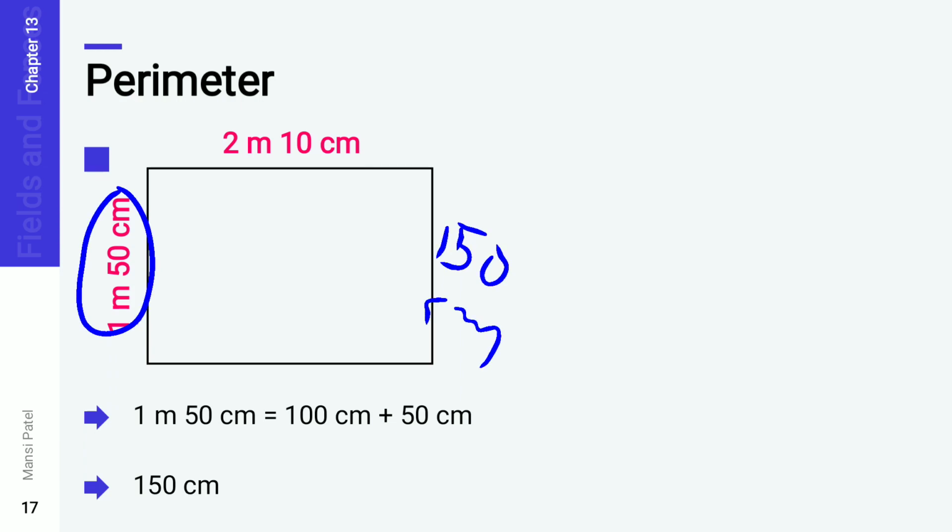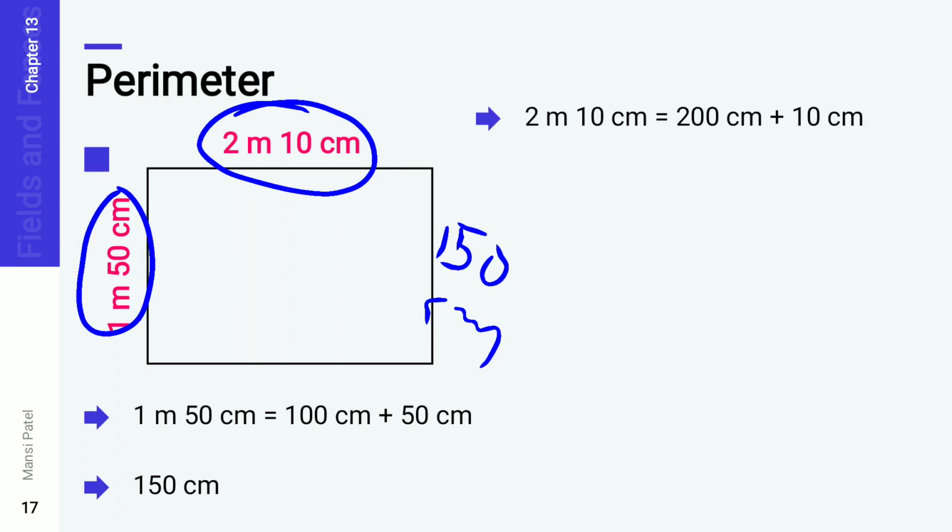centimeter. Now let us convert this 2 meter and 10 centimeter. As you already know, 2 meter is equal to 200 centimeter plus 10 centimeter. It's 210 centimeter. Now we have converted both meter and centimeter into centimeter.